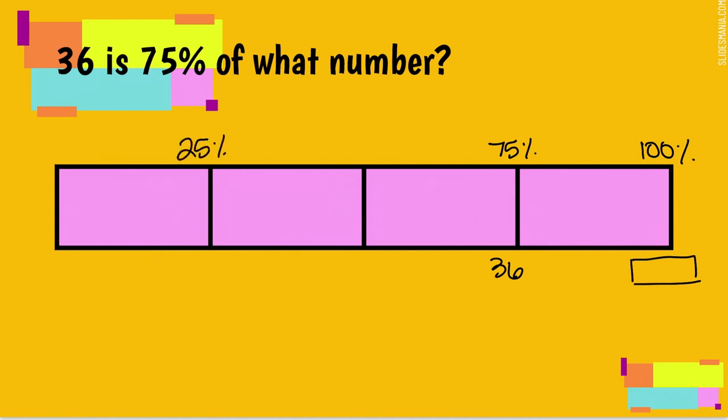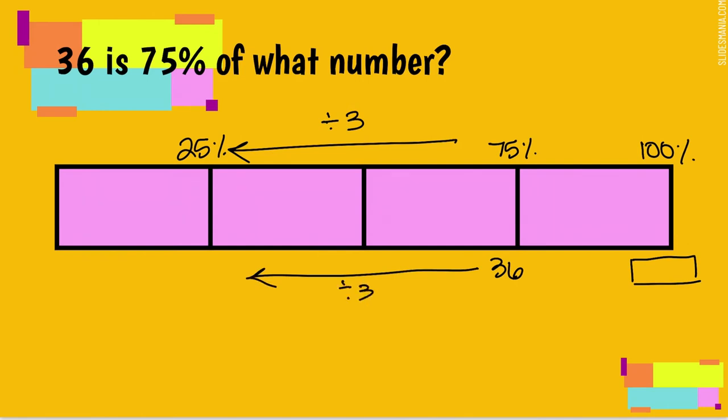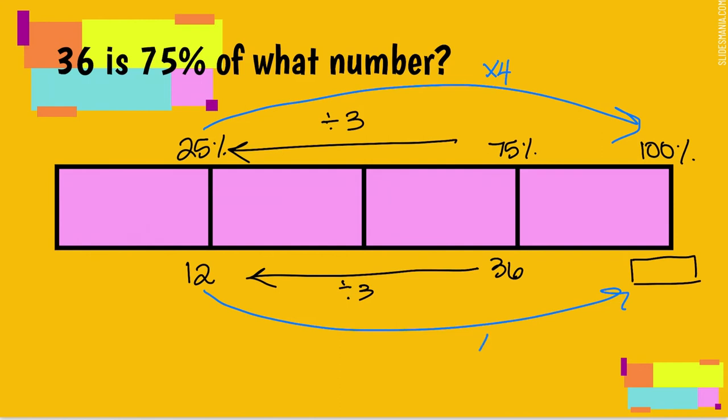So I recognize that I can get from 75% to 25% by dividing by 3, which means 36 divided by 3 gives me 12. So 12 represents 25% of my unknown number. Well, then now from 25%, I can scale up to 100% by multiplying by 4, which means I'll scale 12 up to the unknown value by multiplying by 4. So my missing value is 48.